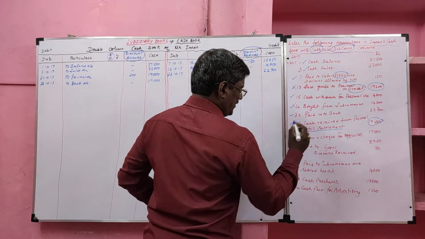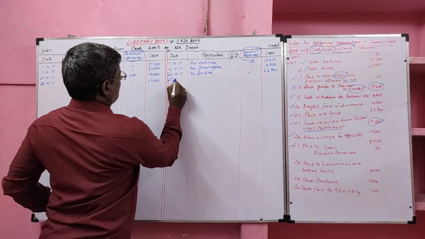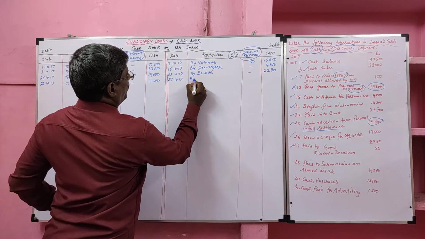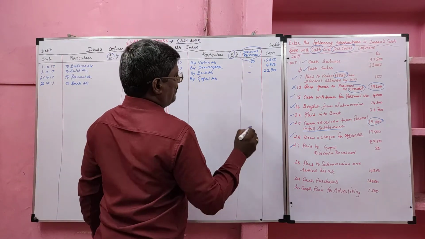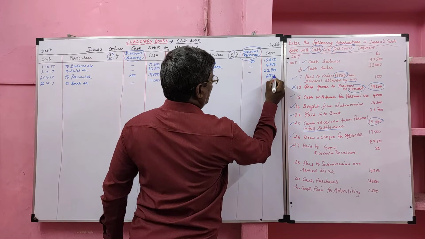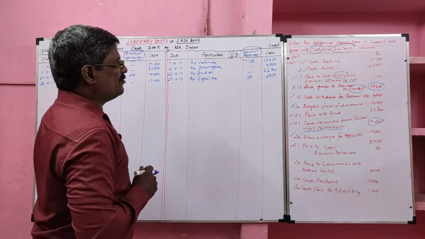Next, 27th, paid to Gopal. It is a payment. How much did we pay? 2,950. Discount received is openly given, so it will be recorded in the discount received column.